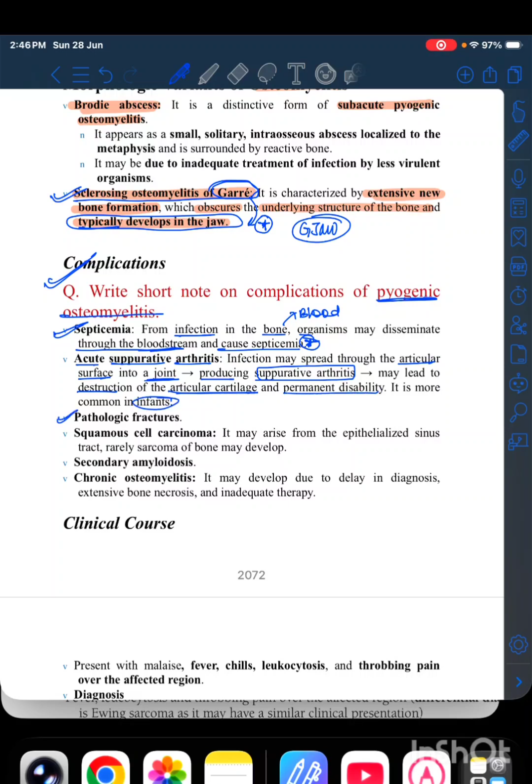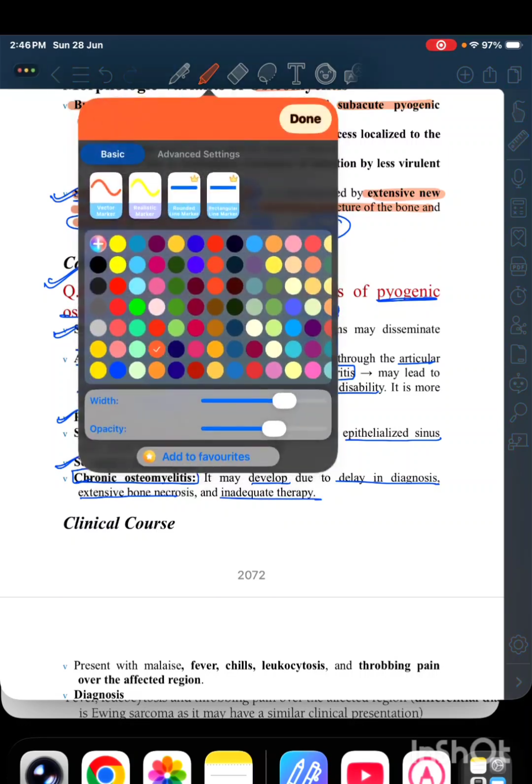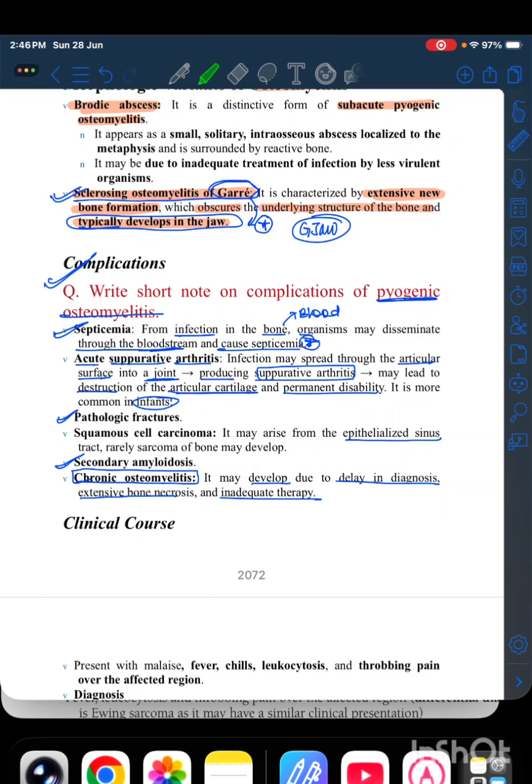That can also cause pathological fractures. Squamous cell carcinoma may arise from the epithelialized sinus tract. Secondary amyloidosis in chronic osteomyelitis may develop due to delay in diagnosis, extensive bone necrosis, ineffective therapy. So the most common complications: septicemia, acute suppurative arthritis, secondary amyloidosis, pathological fractures, chronic osteomyelitis.